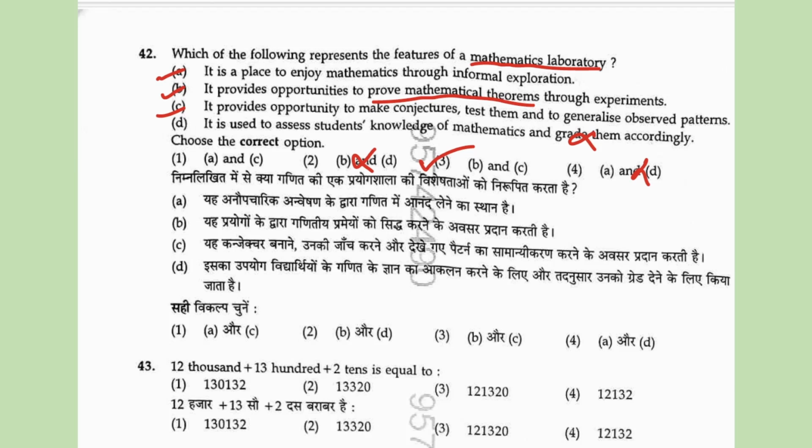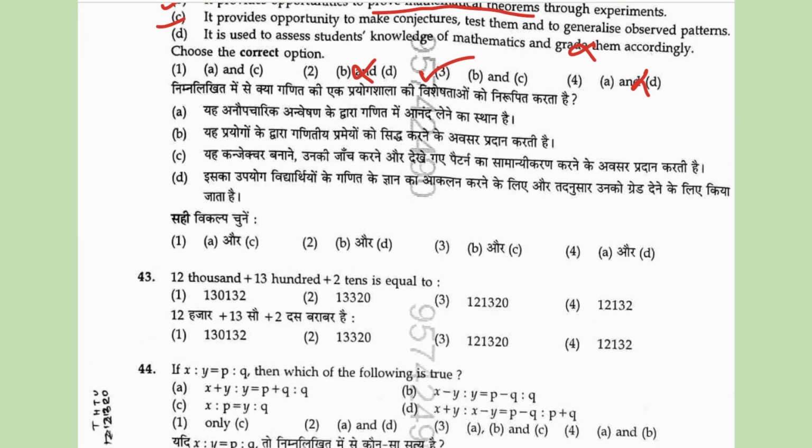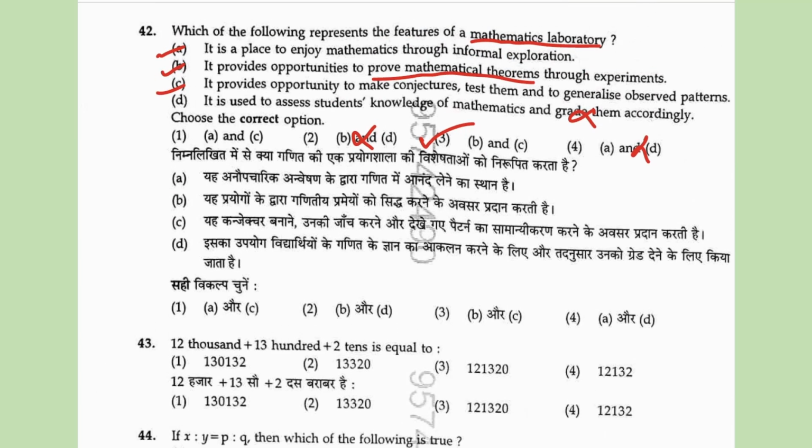Informal exploration will also be there. I mean, that's a very strong one, but I don't know. I'm going to go with proving mathematical theorems through experiments over informal exploration. So I'm going to put A and C, that is enjoying maths, which is actually an important thing, as a star. But let's see what CTET talks about.